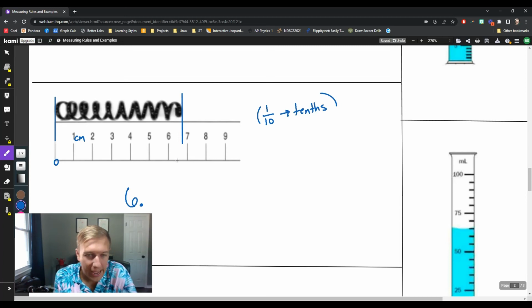I'm definitely over halfway. I don't look super close. I'm going to say I'm about 6.8 here. So I'm definitely over half. Not quite all the way there. I wouldn't say quite 0.9. But again, this is a guess.